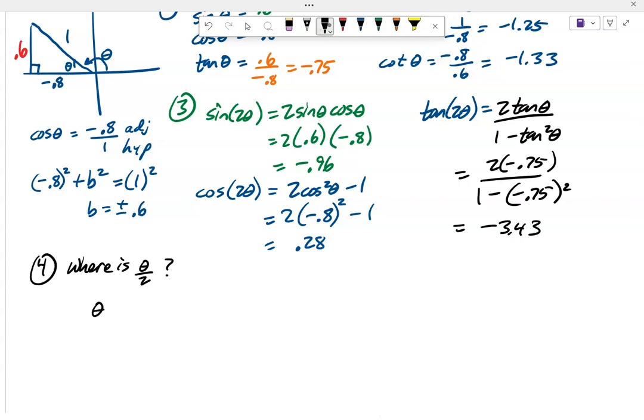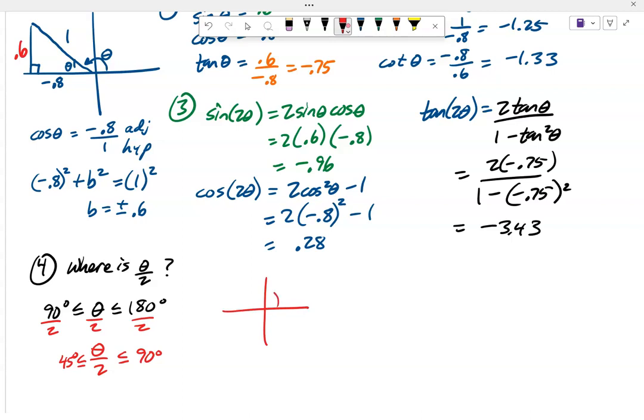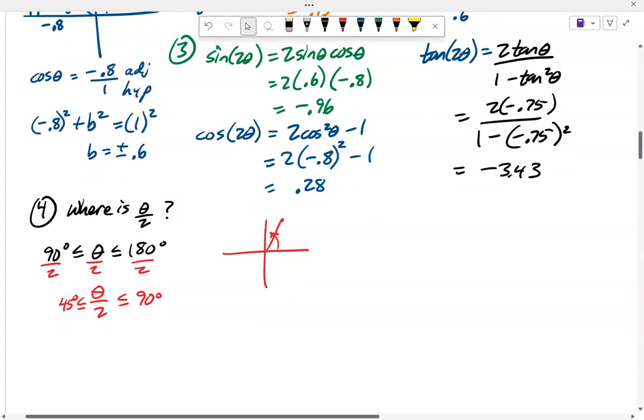Well, we know theta was less than or equal to 180, greater than or equal to 90. It was in quadrant 2. So if we just divide everybody by 2, it'll tell us that theta over 2 then is less than or equal to 90 degrees, but greater than or equal to 45 degrees. So if I'm less than 90 but greater than 45, I got to be in quadrant 1, right? So theta over 2 is in quadrant 1.